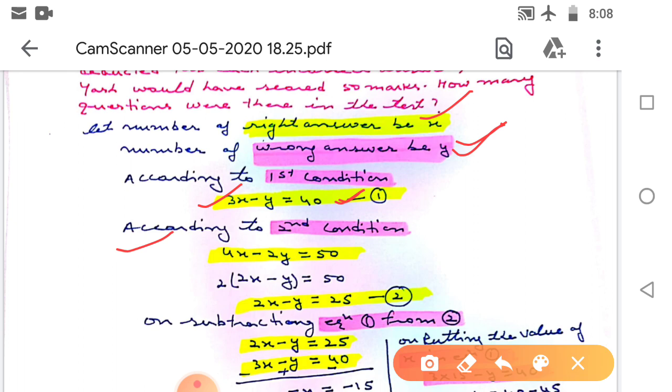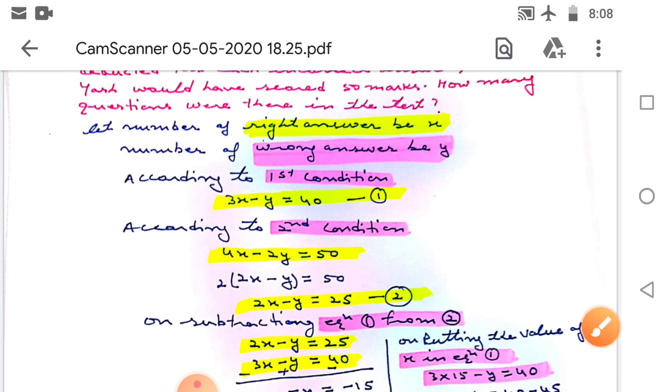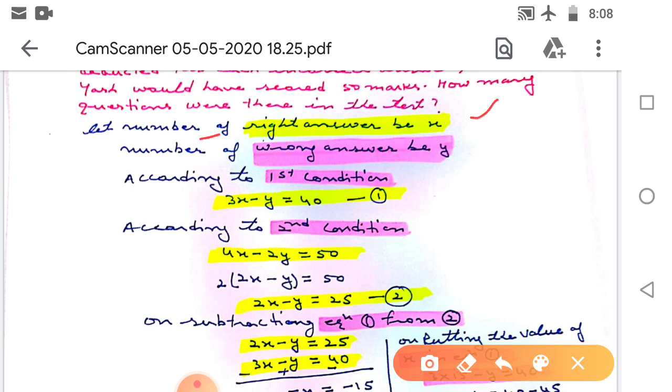Now according to the second condition, for every correct answer 4 marks given. The marks scored with right answers is 4x. Clear? But 2 marks are deducted for every wrong answer. So how many total marks deducted in this case? That is 2y. The marks scored 4x, deduction 2y. It means 4x minus 2y, and the marks scored is 50. Right? Finally, the second equation is 2x minus y is equal to 25.